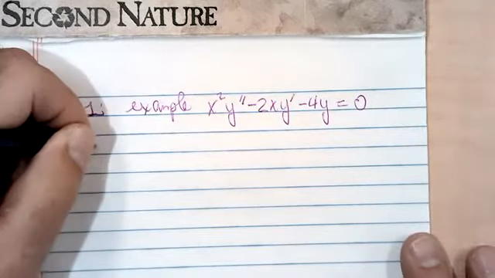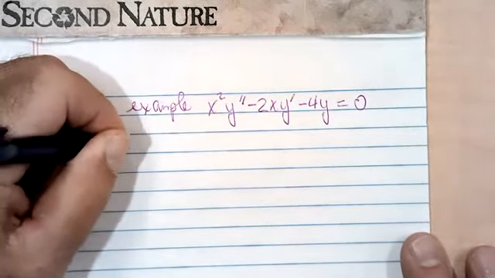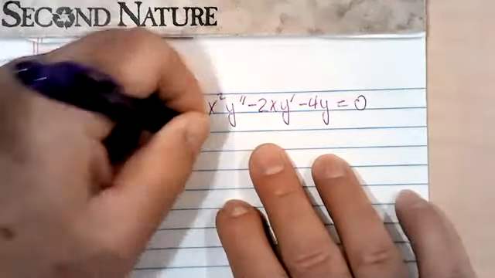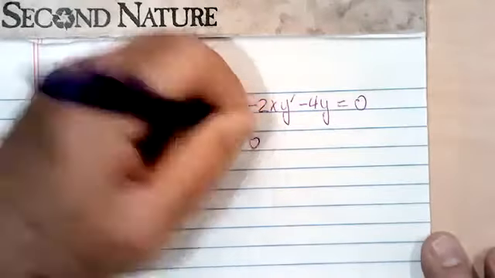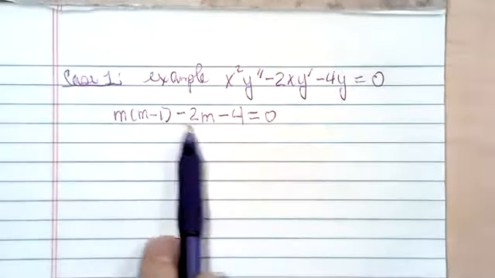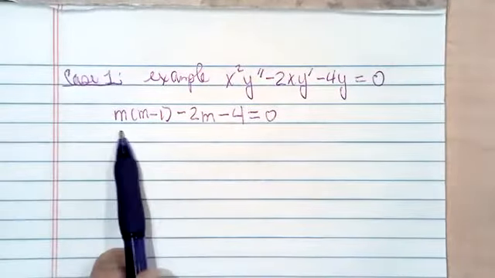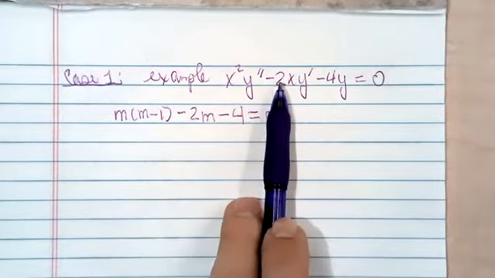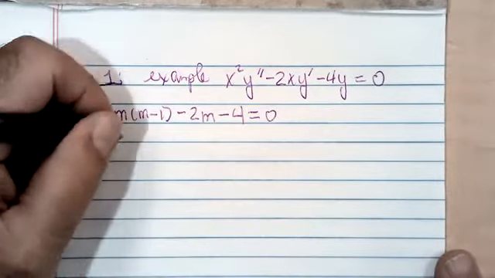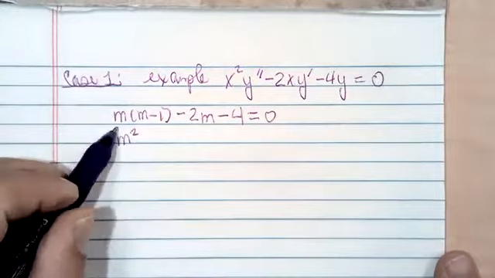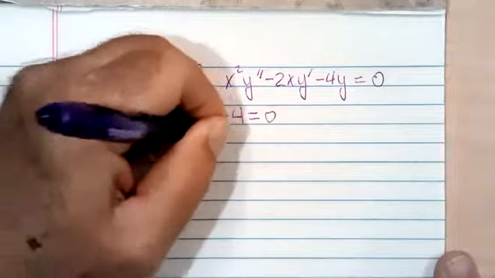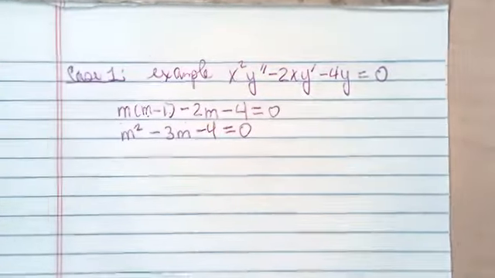Well, the auxiliary equation is this, m times m minus 1 minus 2m minus 4 equals 0. I like to do it this way. In Kreyszig's book, all his examples, he would write it this way: m squared minus, it's minus 2 minus 1, so minus 3m minus 4 equals 0. Well, I'm going to get that very thing on my next step, m squared minus m minus 2m. So whichever way you like it, it doesn't make any difference.